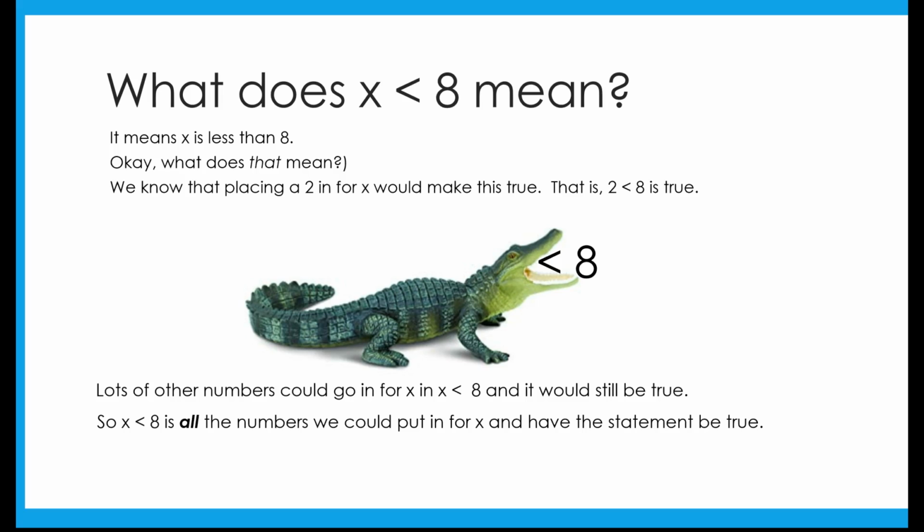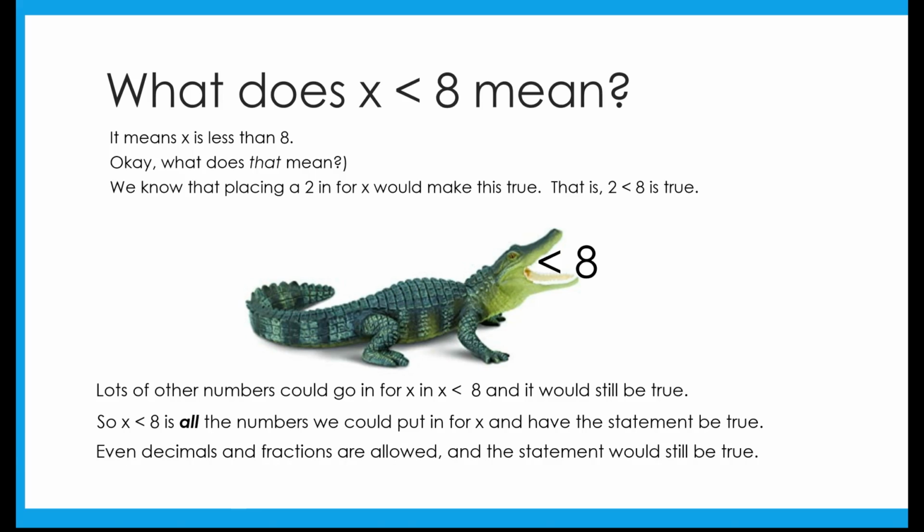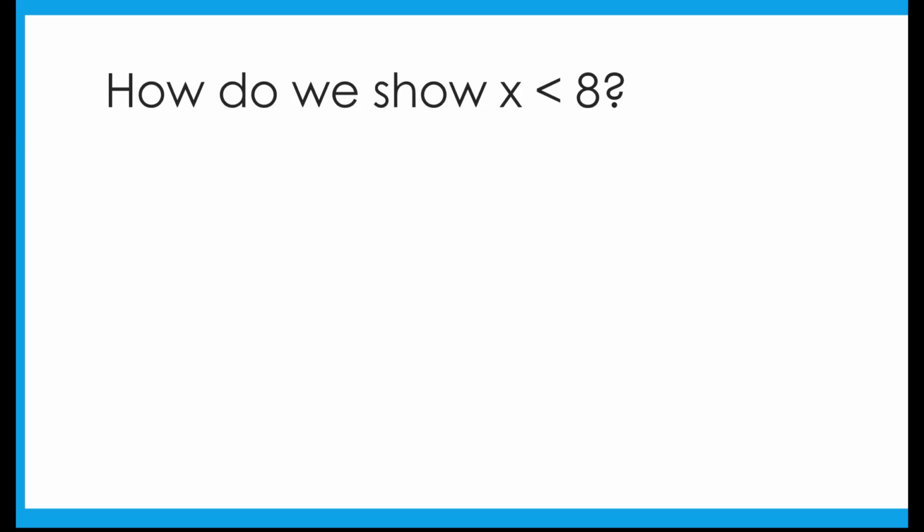X is less than 8 is all the numbers that you can put in for x and have the statement still be true. Even decimals and fractions are allowed. So 1.2 is less than 8. 7.99 is less than 8. And there's our fraction, a half is less than 8. And negative numbers are allowed too. So -5 is less than 8. All of those numbers can go in for x to make the statement true.